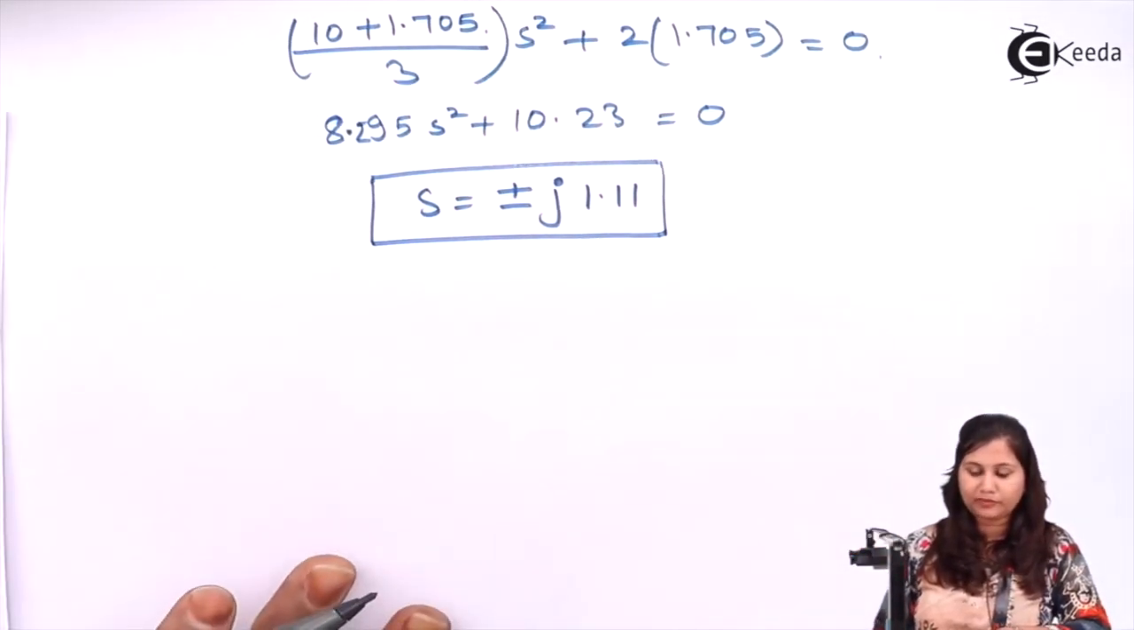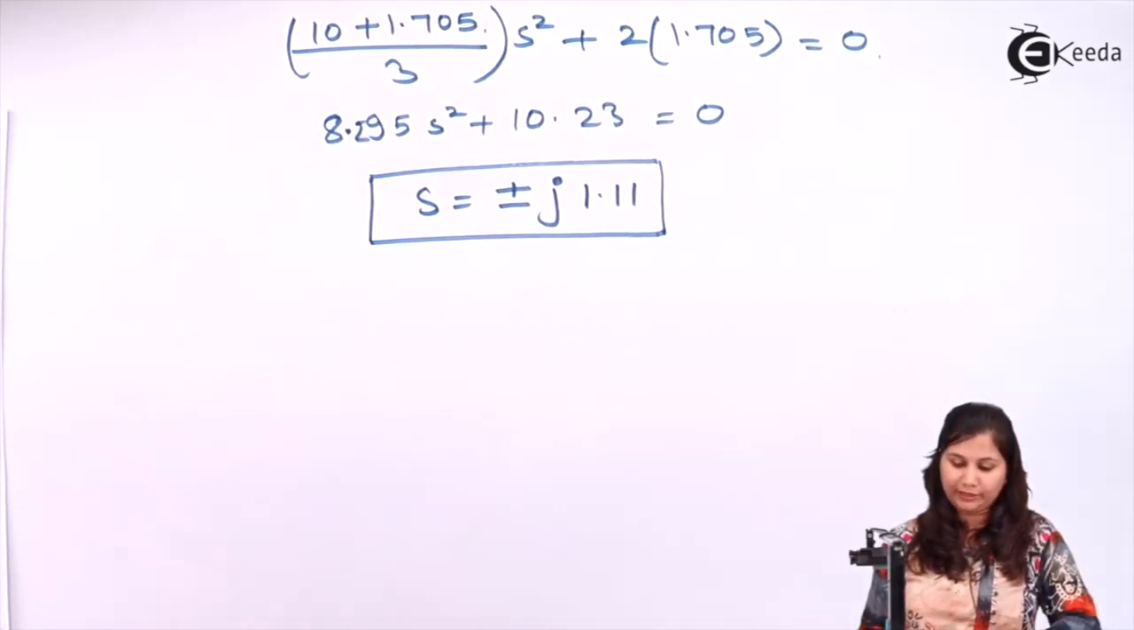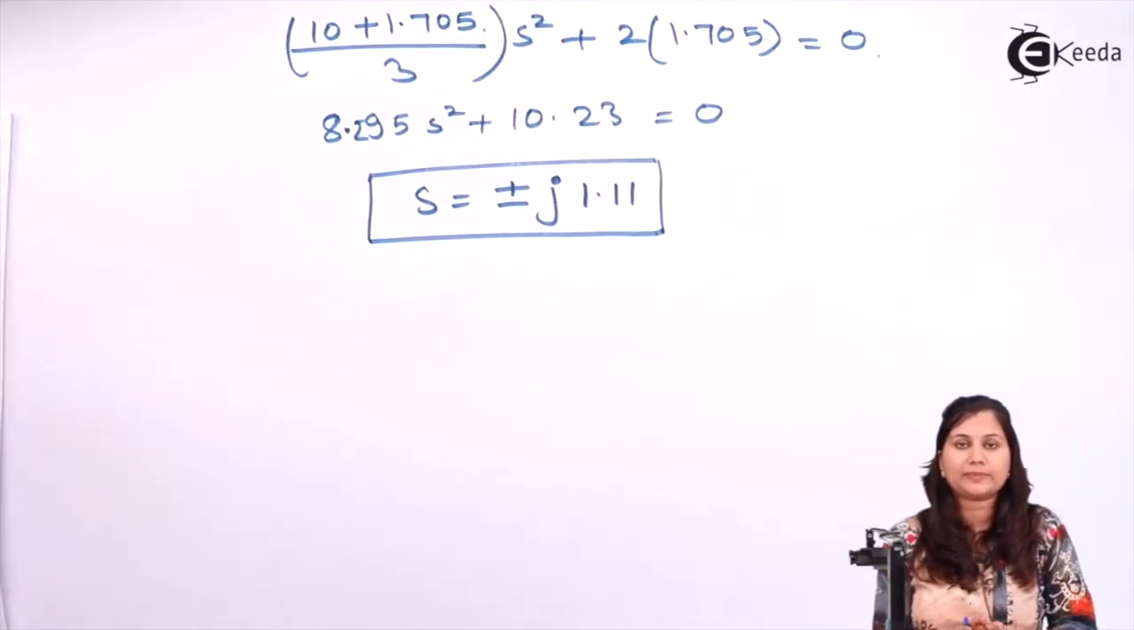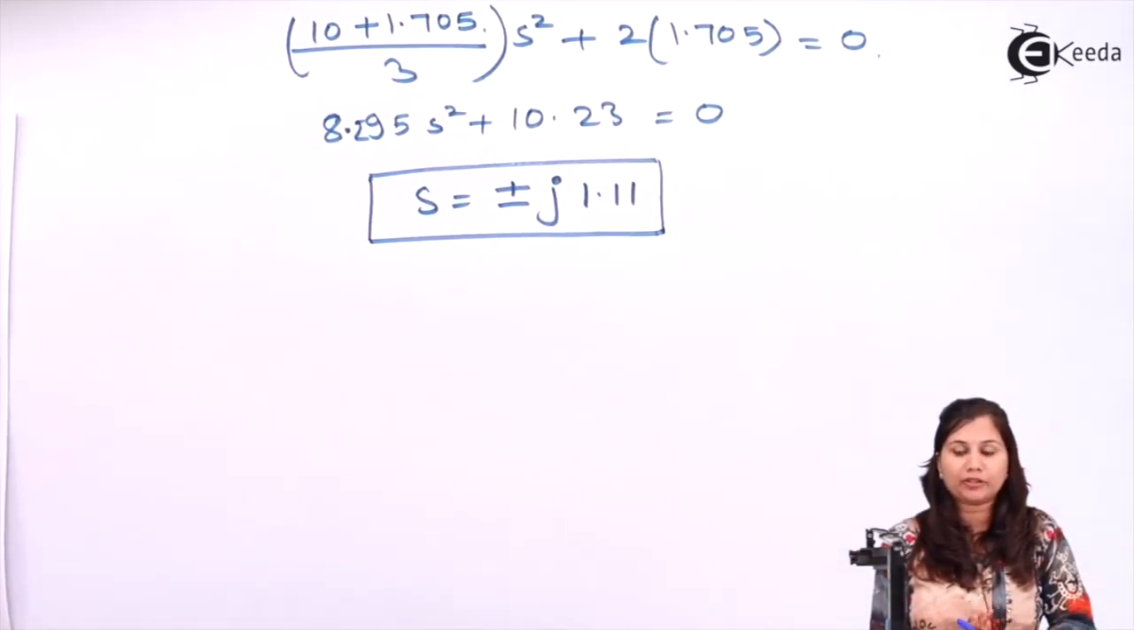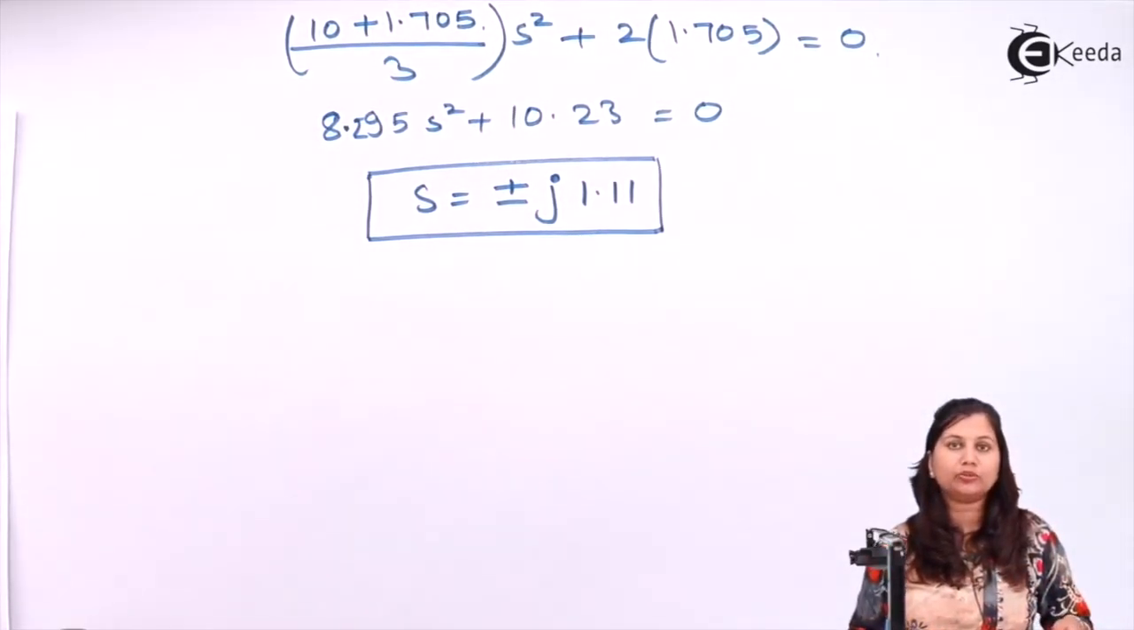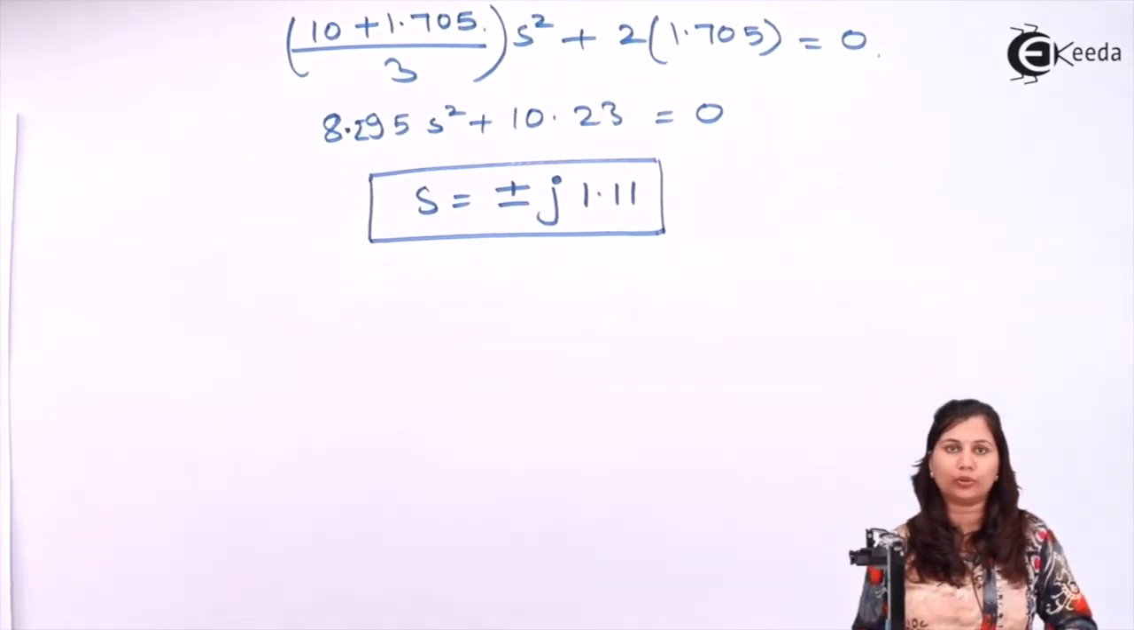So for this problem, we have obtained all the values. We have obtained breakaway points, poles, zeros, angle of departure and the intersection points. So our last step will be to just sketch the root locus. So we will next sketch the root locus of this control system.